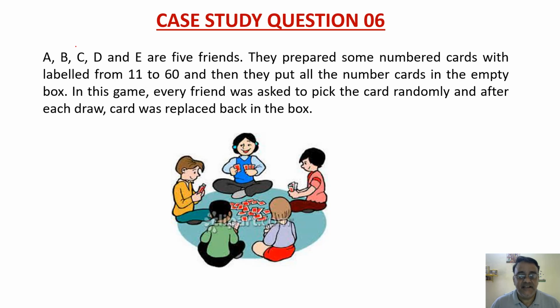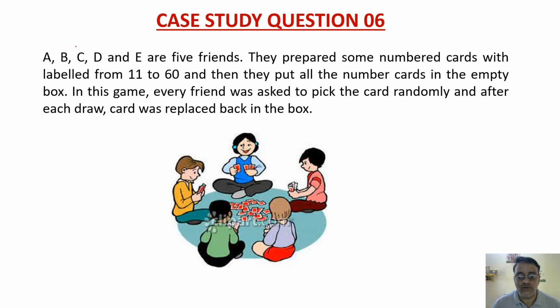A, B, C, D and E are 5 friends. They prepared some number cards labeled from 11 to 60. Remember 11 to 60. And then they put all the number cards in an empty box. In this game, every friend was asked to pick a card randomly. And after each draw, the card was replaced back in the box. Now based on this, let us start with the first question.